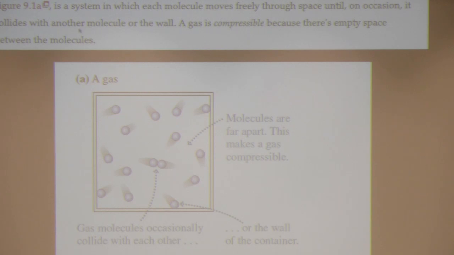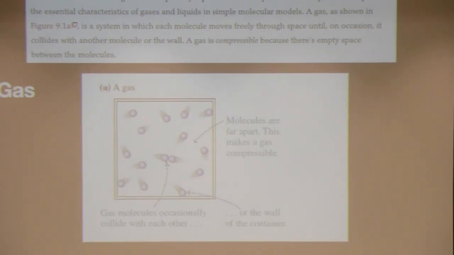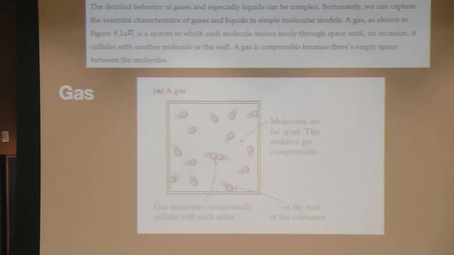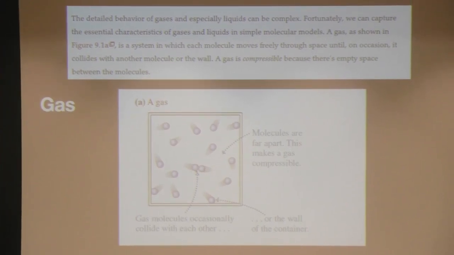A gas, as shown in this figure, is a system in which each molecule moves freely through space until on occasion it collides with another molecule or the wall. So the gas is compressible because there's empty space between the molecules to begin with, whereas in that liquid, they were already packed in closely together. And similarly for a solid, although some solids are crystal lattices, like ice, you can compress it, but that's an exception to the rule. Typically with solids, you aren't going to be able to compress them. It's already packed pretty tight as well.